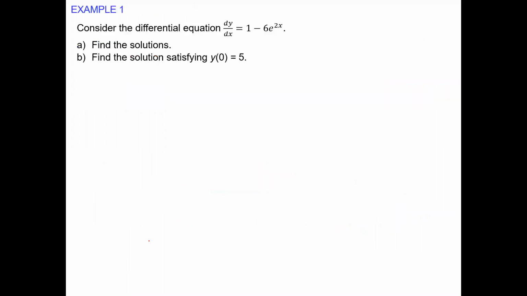Okay, let's solve the first question. Consider the differential equation, dy dx equals 1 minus 6e to the power of 2x. Find the general solution, and then find the particular solution, the initial value problem. If x is 0, the value is 5. Okay, let's start.